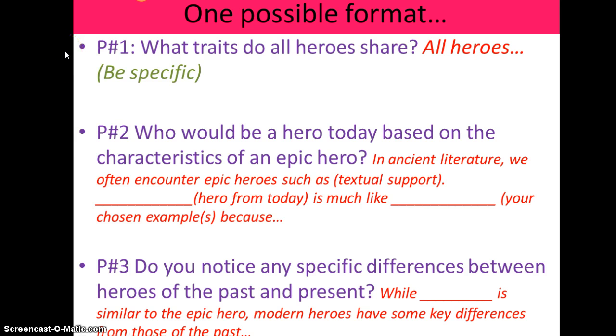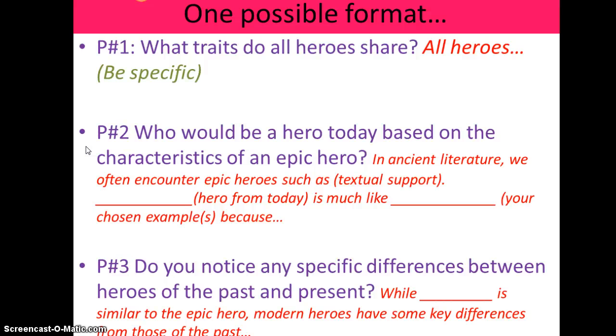The first paragraph talks about the first question, and I'm going to talk about what traits do all heroes share. I might start with "all heroes," and then talk about specific traits, and obviously I don't want just one sentence, and I might even give some examples. My second paragraph would address the second question: who would be a hero today based on the characteristics of an epic hero?